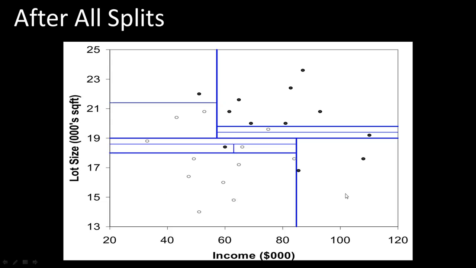This created this whole pure region. And the next split was probably there, and so on and so on. So those are all this. This is the tree after all the splits.